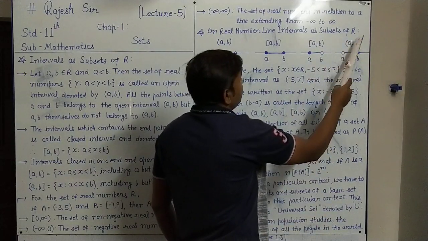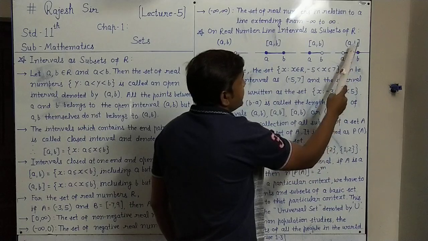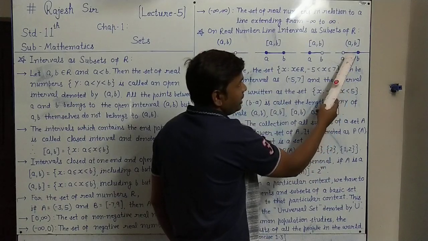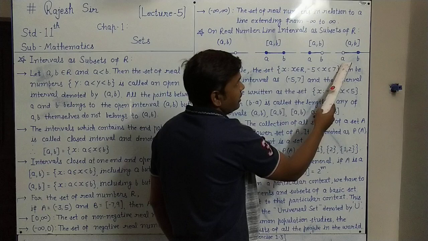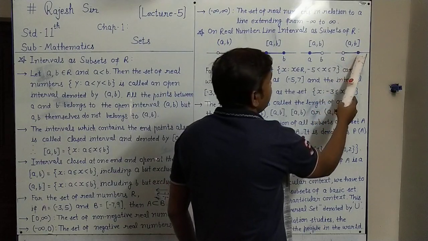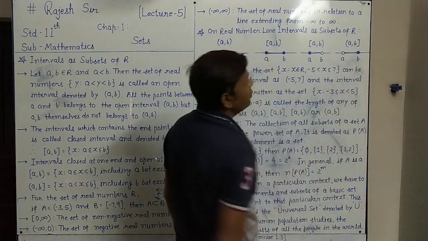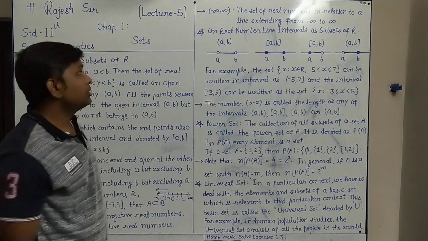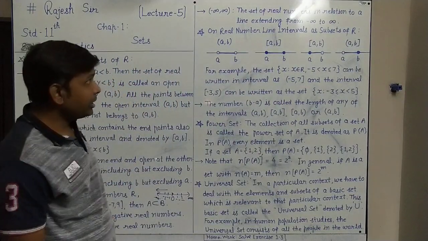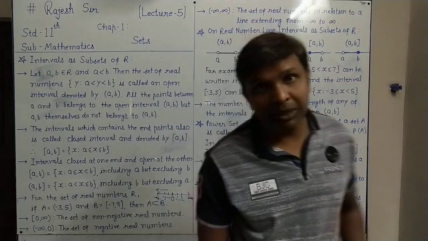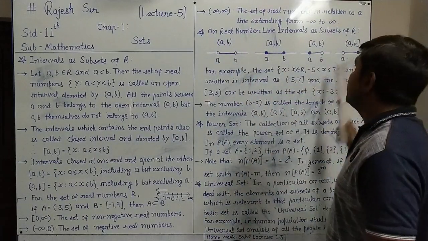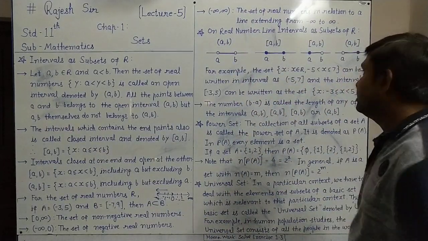In open A and closed B, A is excluded, so A is open here. Don't take A, but all the numbers between A and B we have to take, as well as B also we have to include. So this way all the 4 types of intervals we have seen, on the real number line also, and how to represent them.